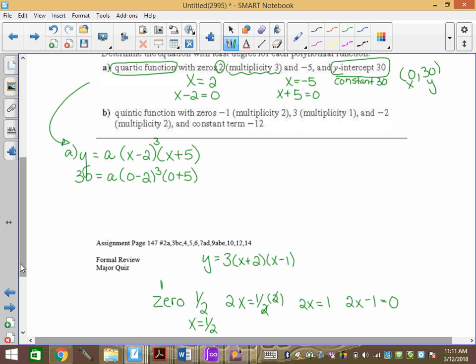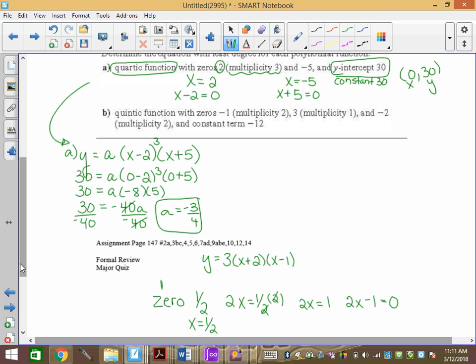What operation? You're multiplying. So some people will try and add and subtract whatever's beside it. No, it's multiplied by the a. You're going to divide it over once you figure it out. Okay? So you have 30 equals a times negative 8 times 5. 30 equals negative 40a. Divide by negative 40. A equals negative 3/4.